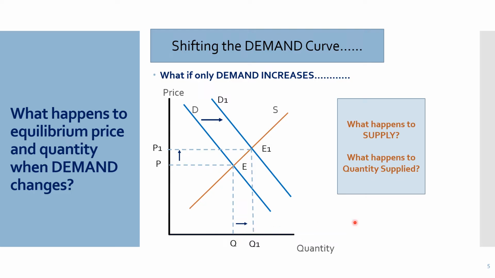The question now is, what has happened to supply? Well, you must recognize from this that supply has stayed the same. Ceteris paribus, supply has remained the same. It has not changed at all. But what has happened to quantity supplied? There's been a movement along that supply curve, and that we would say is an increase in quantity supplied.